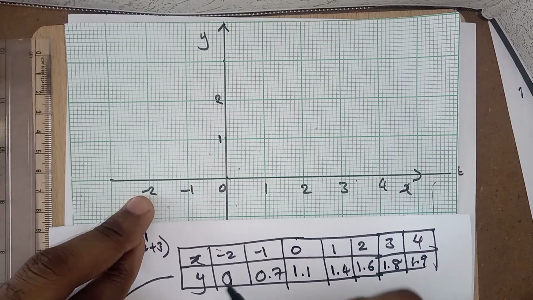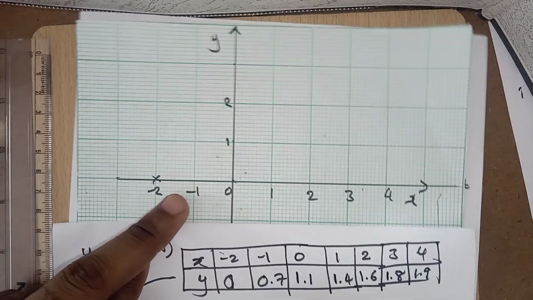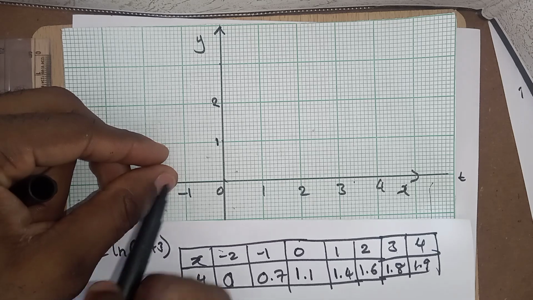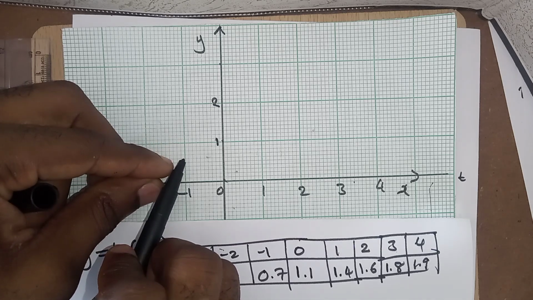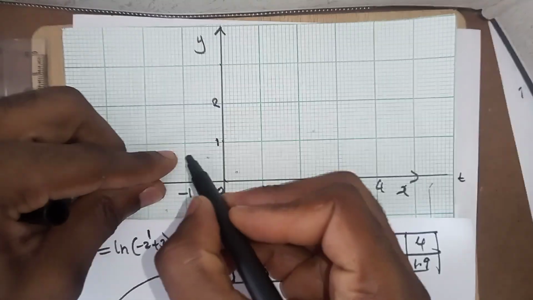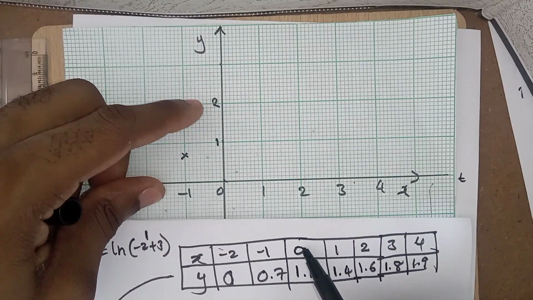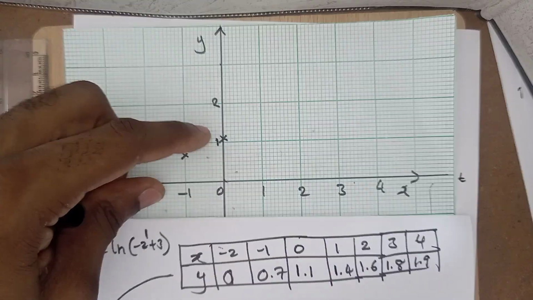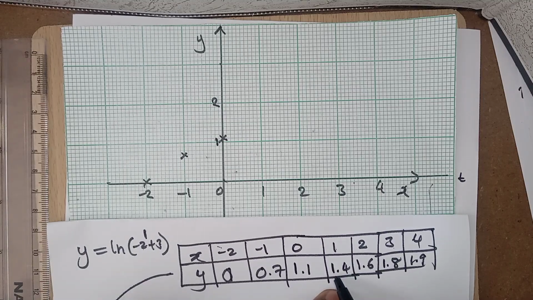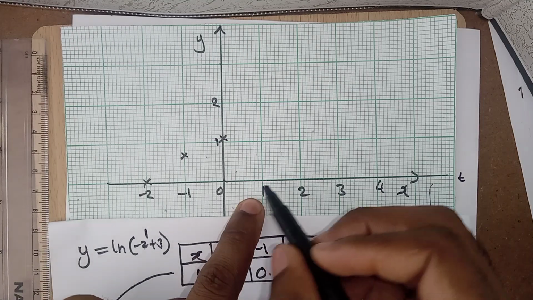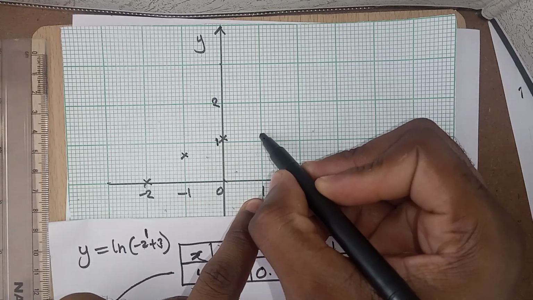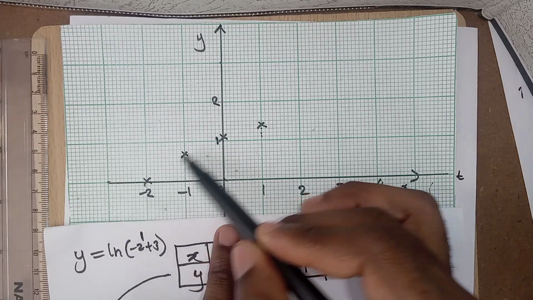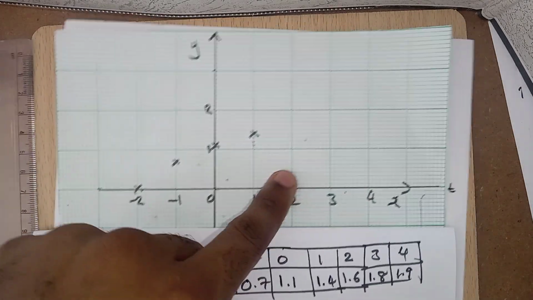So we have -2, 0. This point is here. Then we have -1, 0.7. So -1 is here. And then my 0.7 will be, this is my 5, 6, 7 is there. And then you have 1.1. My 1.1 is there. Then we have 1.4, 1, 2, 3, 4. My 1.4 is there. So as you can see, this thing is moving in this direction.